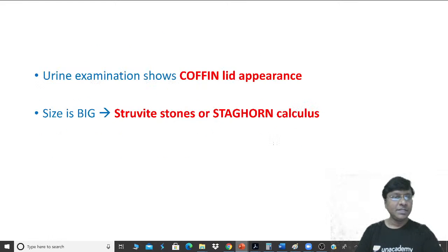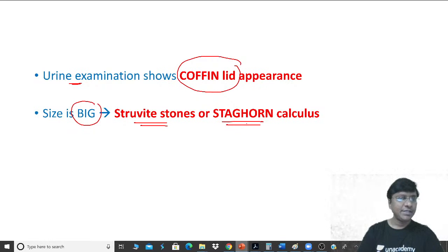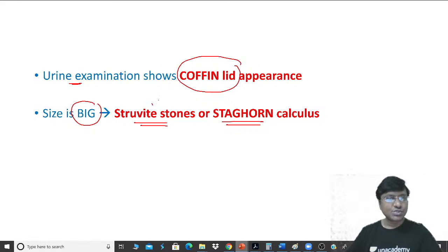Okay. Next, what does the urine examination show? It will show the coffin lid appearance, and if the stone is very large, that will give you the Staghorn calculus appearance.